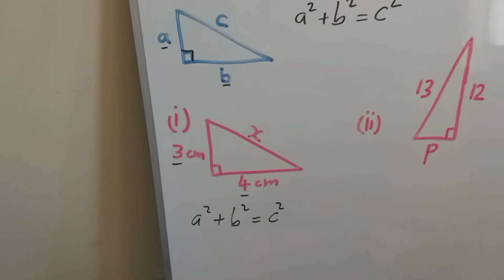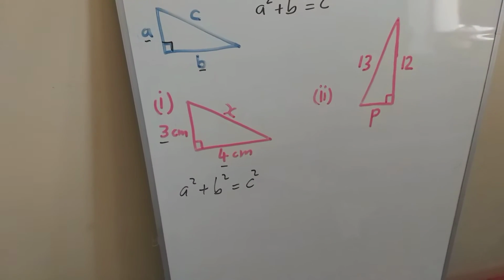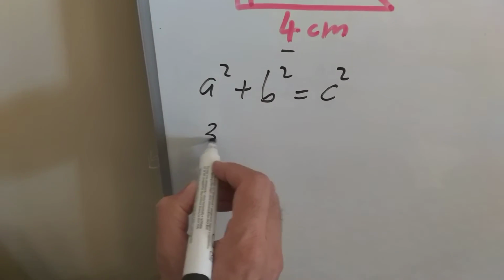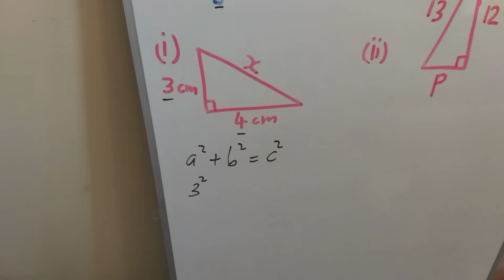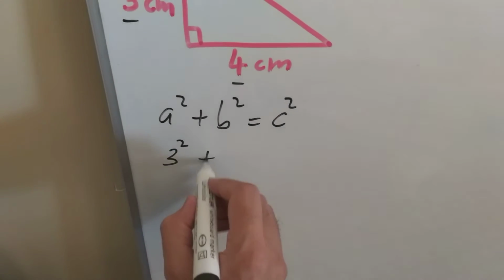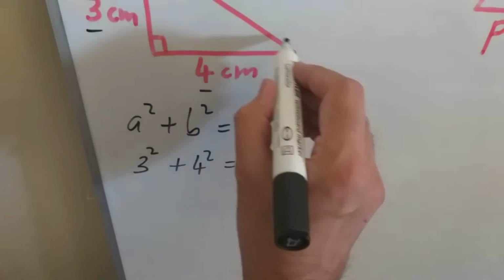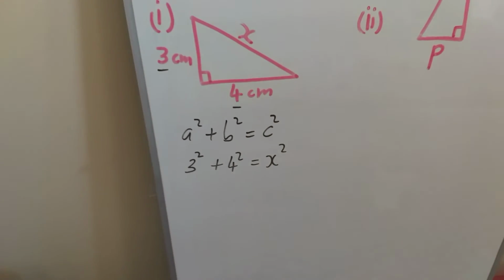Now, either of them could be A and either of them could be B. But usually we start with the smaller side. So A is the smaller side, that's 3. 3 squared. Remember, we could have had 4 squared plus 3 squared as well. So 3 squared plus 4 squared is going to be equal to, the hypotenuse is labeled as x, so we will call it x squared.